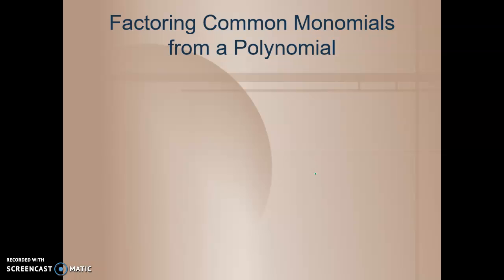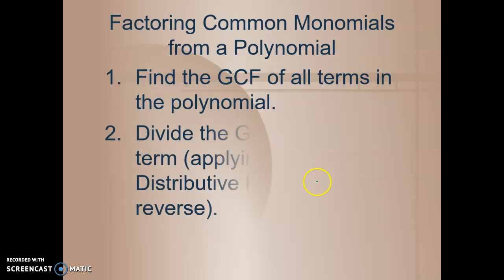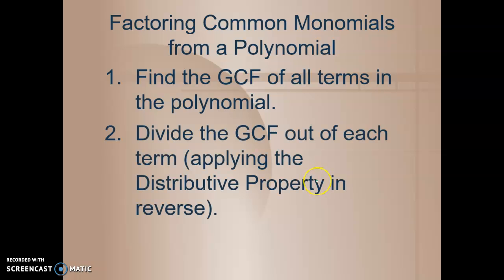Let's take a look at the actual listed steps that I've been explaining for factoring monomials from a polynomial. First, find the GCF, the greatest common factor, of all terms in the polynomial. Now, you might be able to do this mentally, but some of you might have to do the prime factorization and list all the prime factors to find the greatest common factor. After you find the greatest common factor, either mentally or by listing prime factorization, then you're going to divide the greatest common factor out of each term.